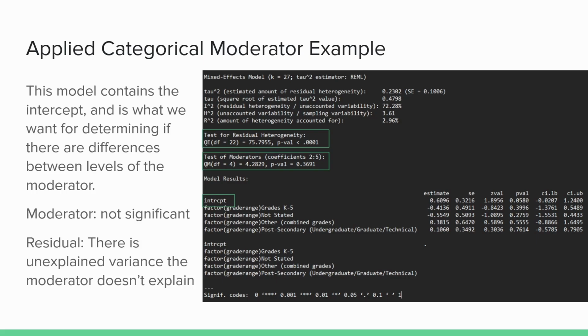Okay, so now let's check out the residual heterogeneity. In this case, it is significant. This means that there is unexplained variance that the moderator doesn't explain.